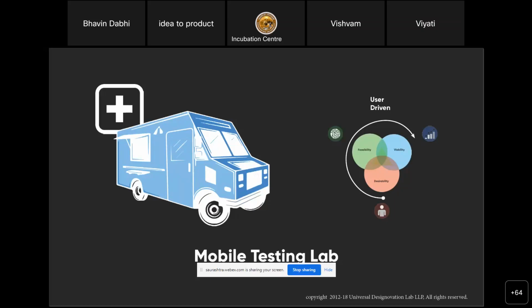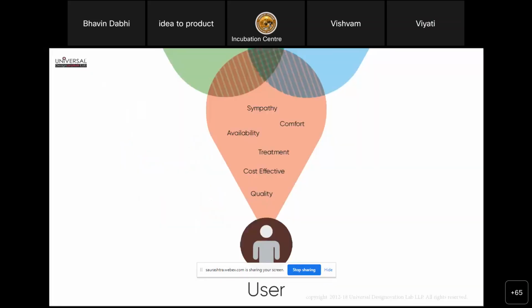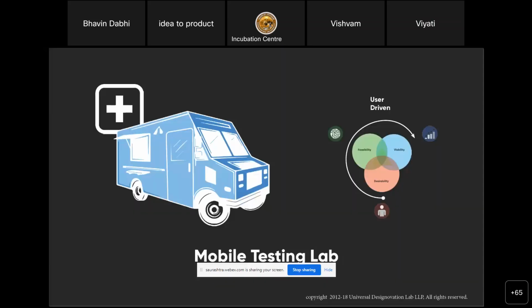Now, what can it do, what disruption can it make, or what problem does it solve for the user? We go with the journey, how all these things are interconnected in the process. So what the user wants is availability, the treatment, the cost effectiveness. If we focus on the testing lab, that is in the segment of health and wellness. In medical, we all know it will never be possible to have a doctor available in every corner of India for so many years.